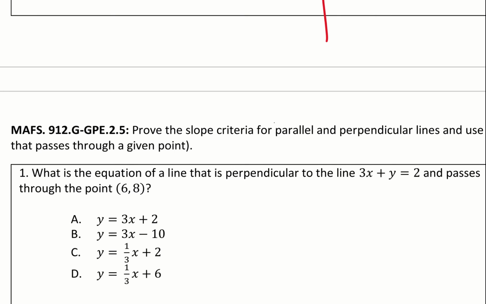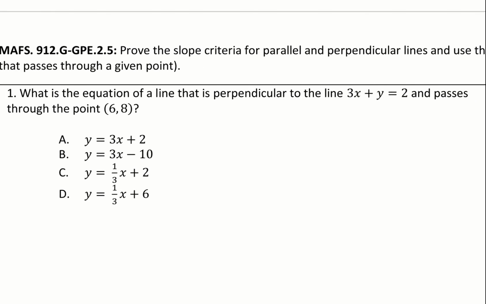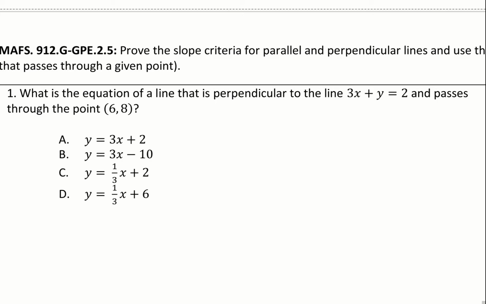What is the equation that is perpendicular to 3x plus y equals 2? Okay. Give me a sec here. Okay, so it says, what is the equation of a line that is perpendicular to 3x plus y equals 2 and passes through the point 6, 8? Okay, so we do have the coordinates, so let's use that real quick. Sorry about that, it's glitching up a little bit. Screen is going blank back and forth.